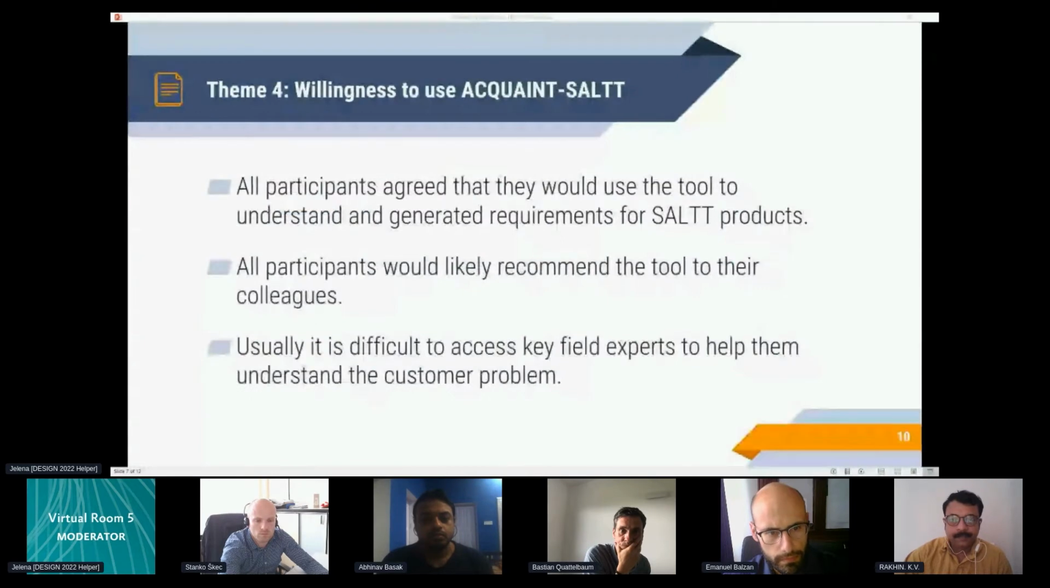Through the fourth theme, the designers' willingness to use the tool was captured. All the designers said that they would be willing to use it to generate requirements for speech and language therapeutic toy artifacts, mainly because they usually find it hard to access key experts for unique kinds of toy products.